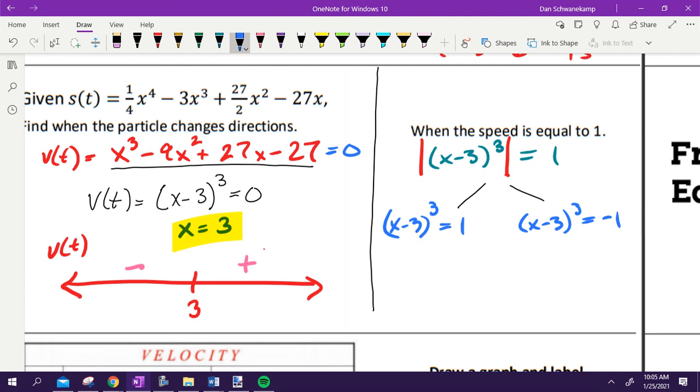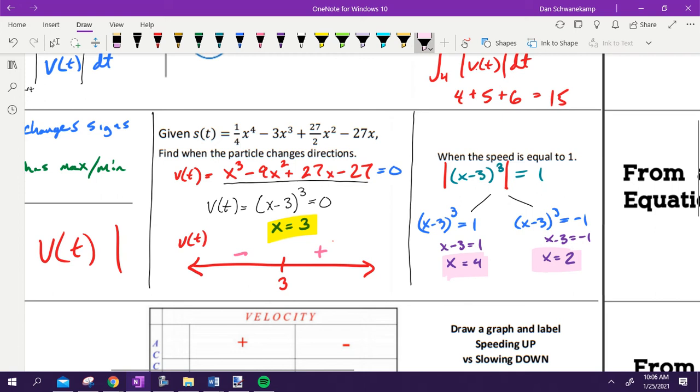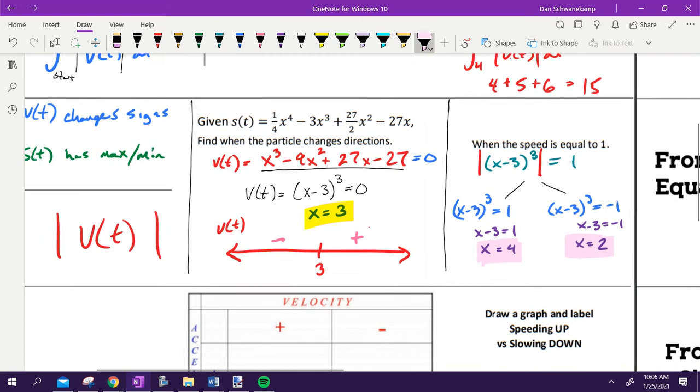It doesn't make everything positive. It could be either way. Then we solve. We cube both sides, so x minus 3 equals 1. You add 3, x is equal to 4. You cube both sides, x minus 3 is still equal to -1. And then you add 3, x is equal to 2. That is when my speed is 1, at 4 and 2. Questions there?